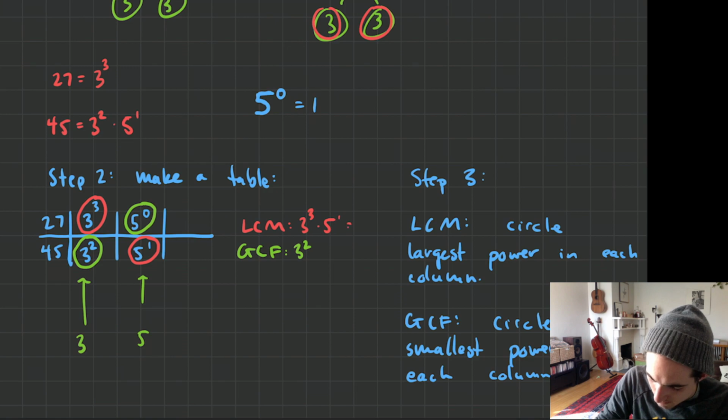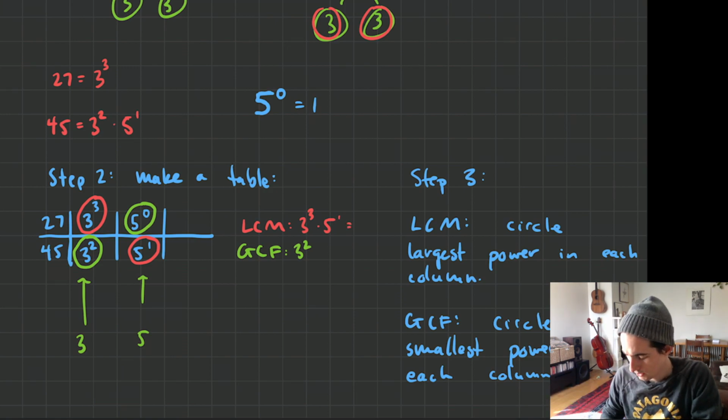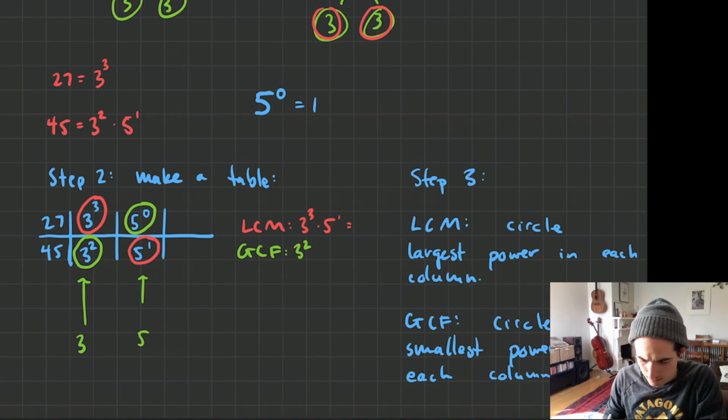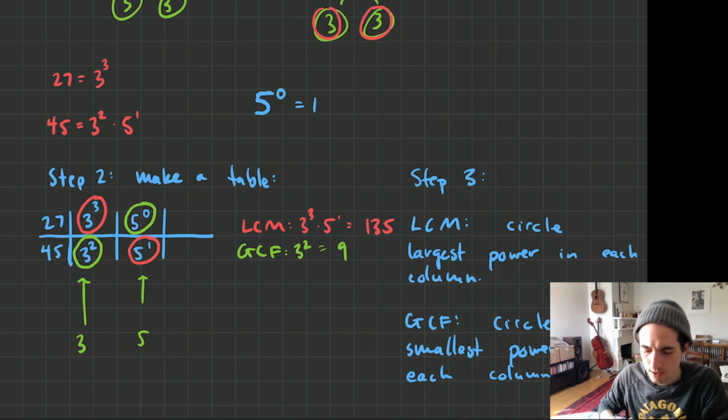Okay, so the LCM is going to be, well, 27 times 5. Let's see what that's equal to. Should be able to do that in my head, but I am not going to do that right now. Okay, clear. 27 times 5 equals 135. 135, and the GCF, well, 3 squared is 9. Okay, and that's that. That's how we do that.